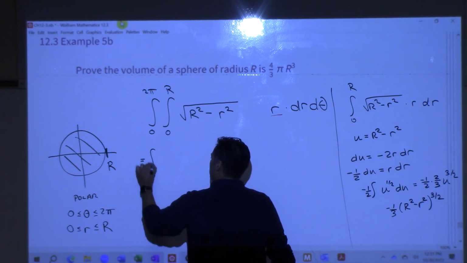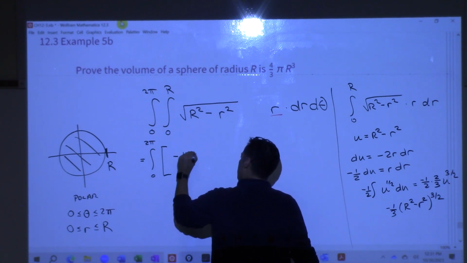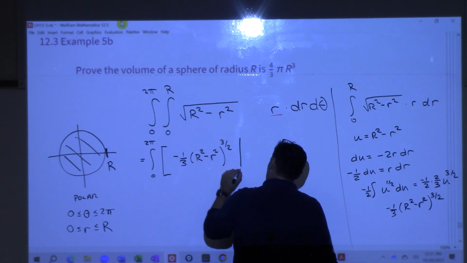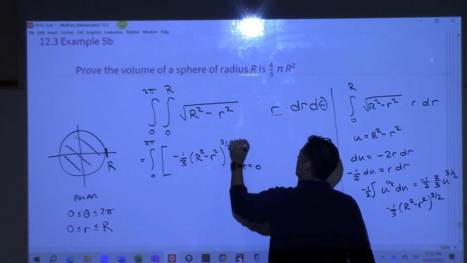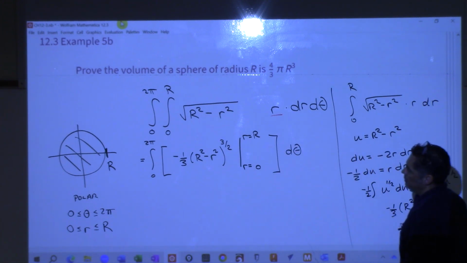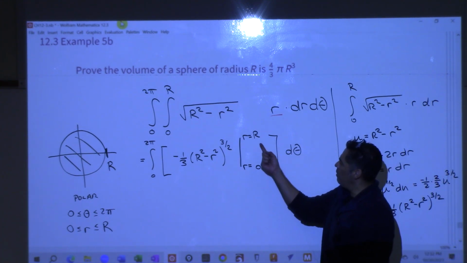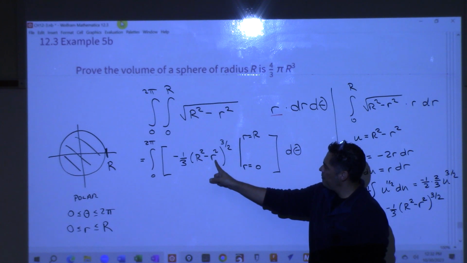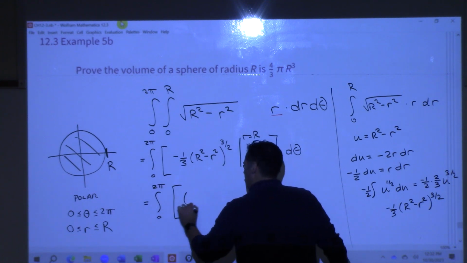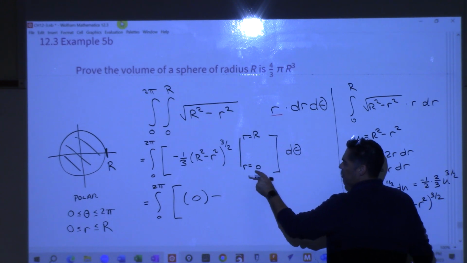Now, come back over here. You've got the integral from 0 to pi. Now we've got in there this answer, negative 1/3 capital R squared minus little r squared to the 3/2, evaluating that from little r equals 0 to little r equals capital R, and then d theta. What happens when we replace little r with capital R? That goes away. So we get 0 when we plug in capital R. Minus, careful, when we plug in 0, it doesn't go away. Plug in 0 for little r.